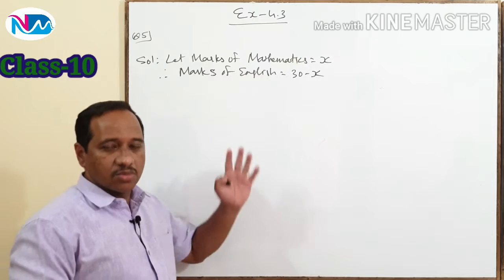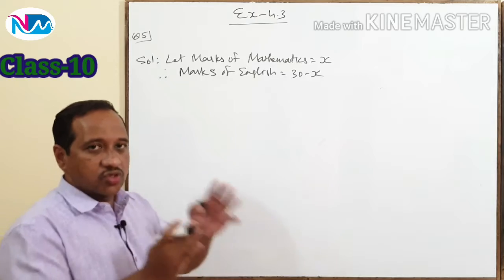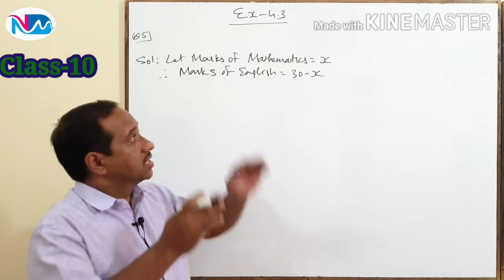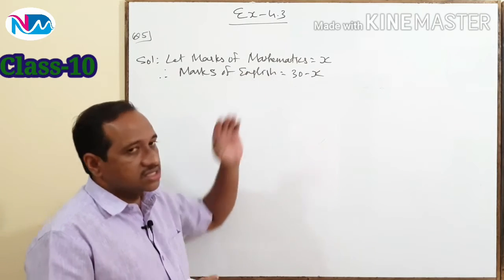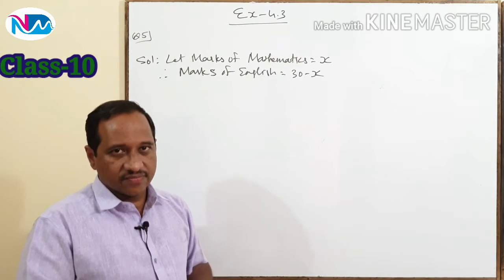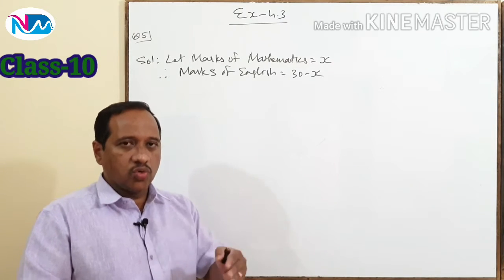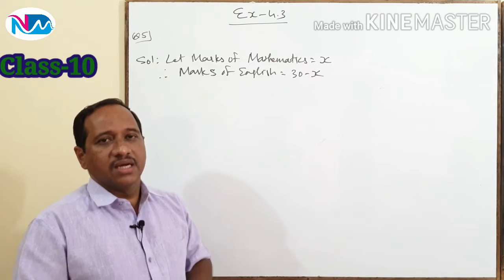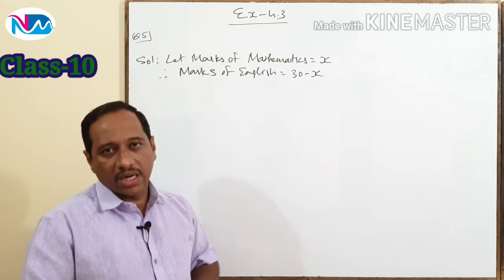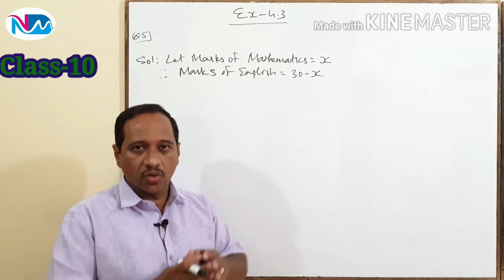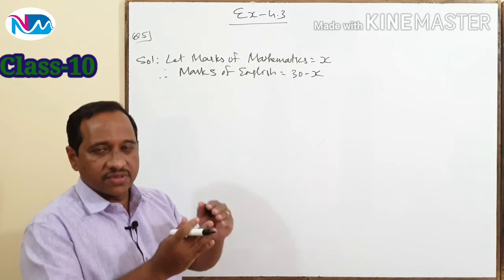It is given that the sum of the 2 marks is 30. So this is what actually she got. That is, if the marks of mathematics is x, then her marks in English will be 30 minus x. But now we are given a condition that if she gets 2 more marks in mathematics and 3 less in English, then the product would be 210. So here we are going to write the marks of mathematics and English after these changes.